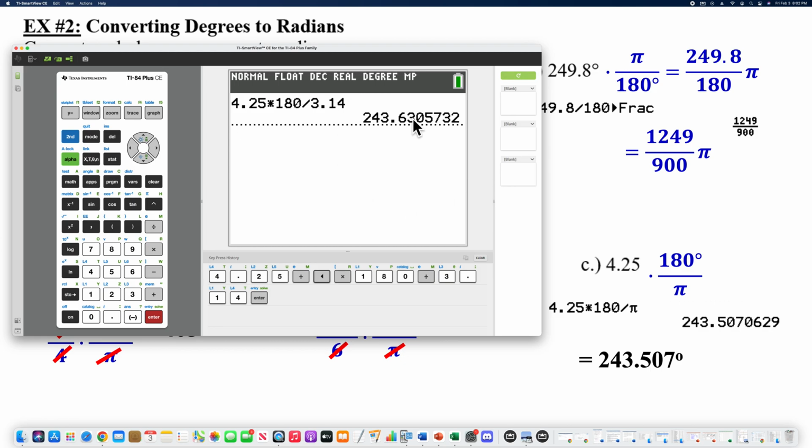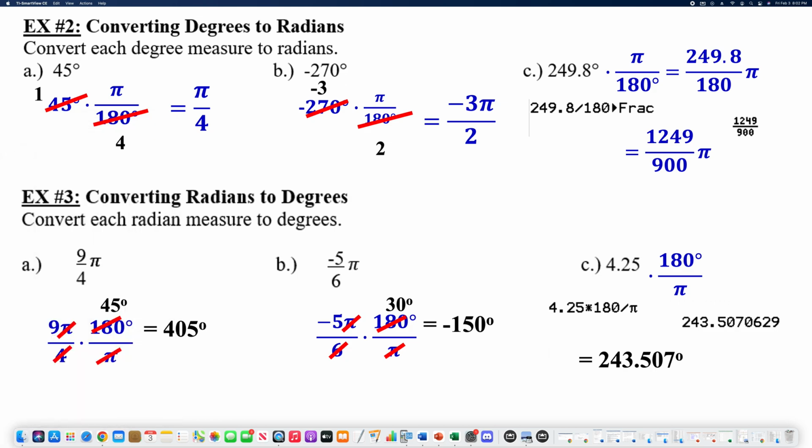So gotta be careful, follow the directions, because if you do this and they tell you to use 3.14, it will be marked wrong because my math lab will look for 243.631 degrees. So make sure we pay close attention to those directions.